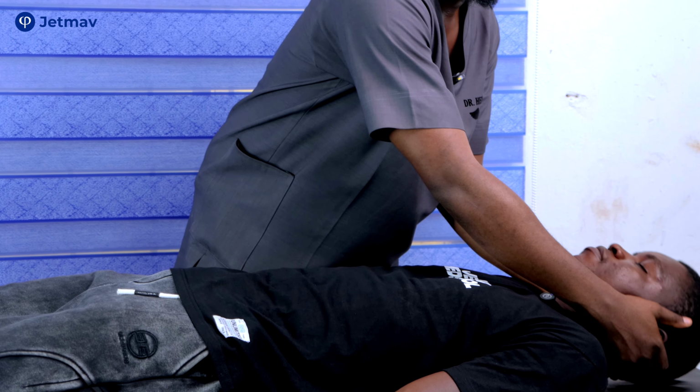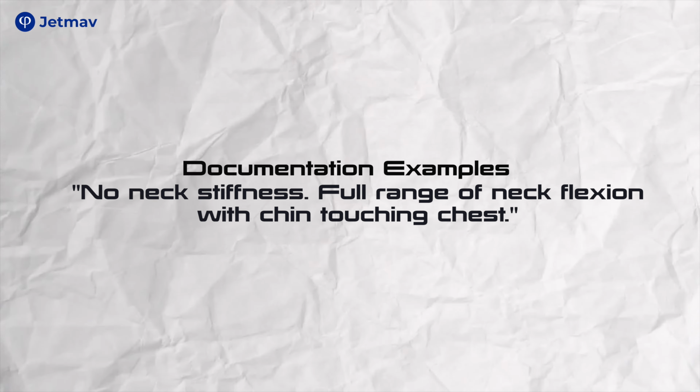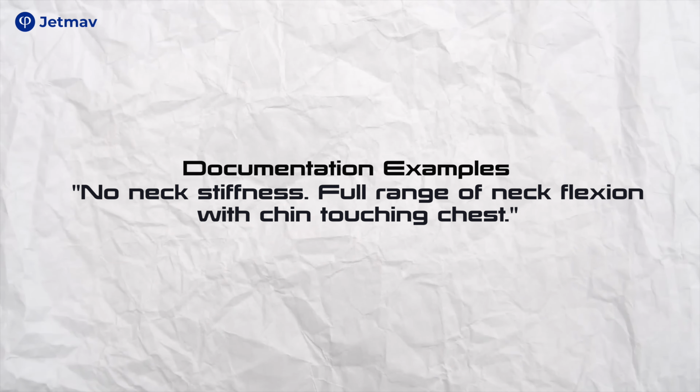Okay, so for our patient, there's no neck stiffness and there's full range of motion with flexion with the chin touching the chest. So this is normal and there's no meningeal irritation. But if there was meningeal irritation, the flexion of the neck would be very limited and there would be spasm of the muscles of the neck due to irritation of the meninges during the flexion of the neck. So that's that for neck stiffness.